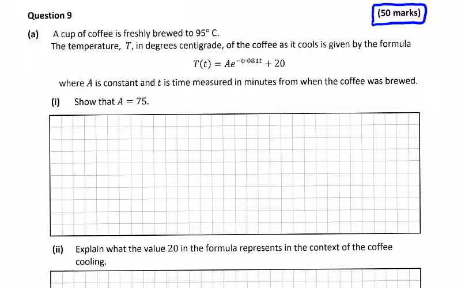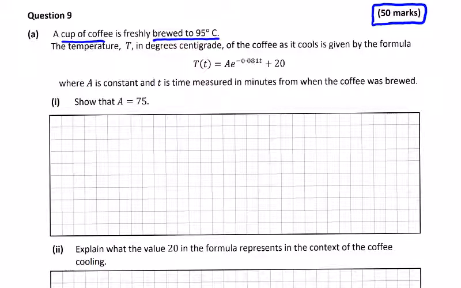This year it's a cup of coffee, 2021. It says 50 marks here, but we're going to look at 40 of them. The last 10 were for a chain rule differentiation question. So they dress these questions up to be like real life situations. This is the whole new project math since 2010. In this case, a cup of coffee, freshly brewed to 95 degrees centigrade.